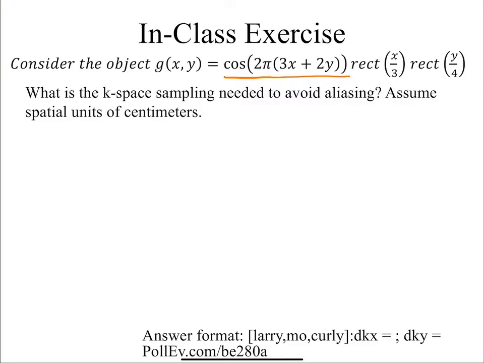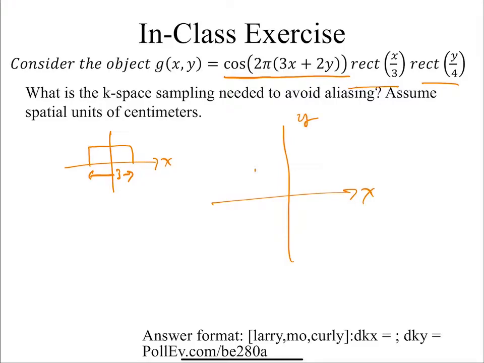So all I need to worry about is this rect of x over 3 and rect of y over 4, right? So what does rect of x over 3 look like? How wide is it in the x direction? Rect of x goes from minus a half to a half, so it has a width of 1. So what is rect of x over 3 equal to? How wide is that? 3, right? So this has a width of 3. So my object in x and y is going to be delimited by something that has a width of 3 and something that has a width of 4.